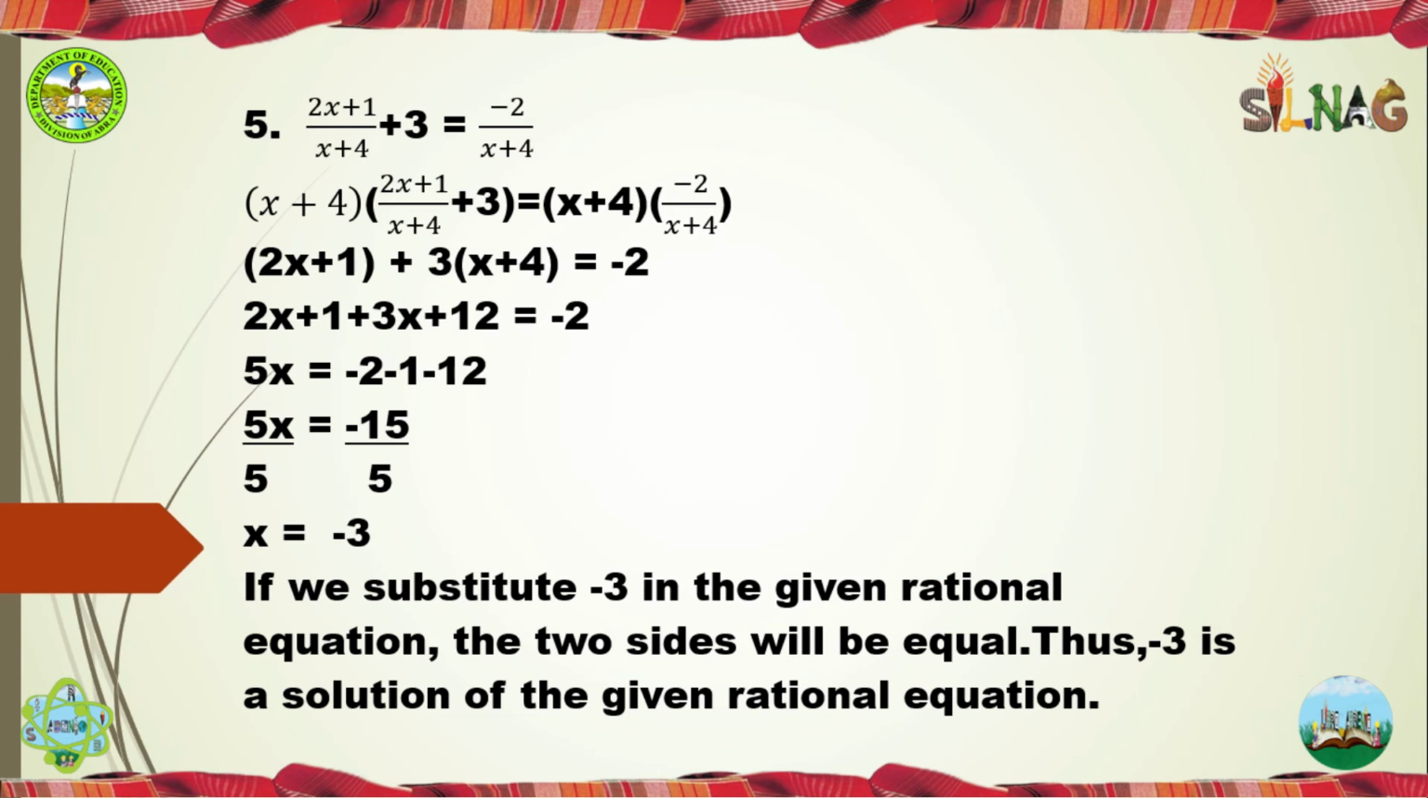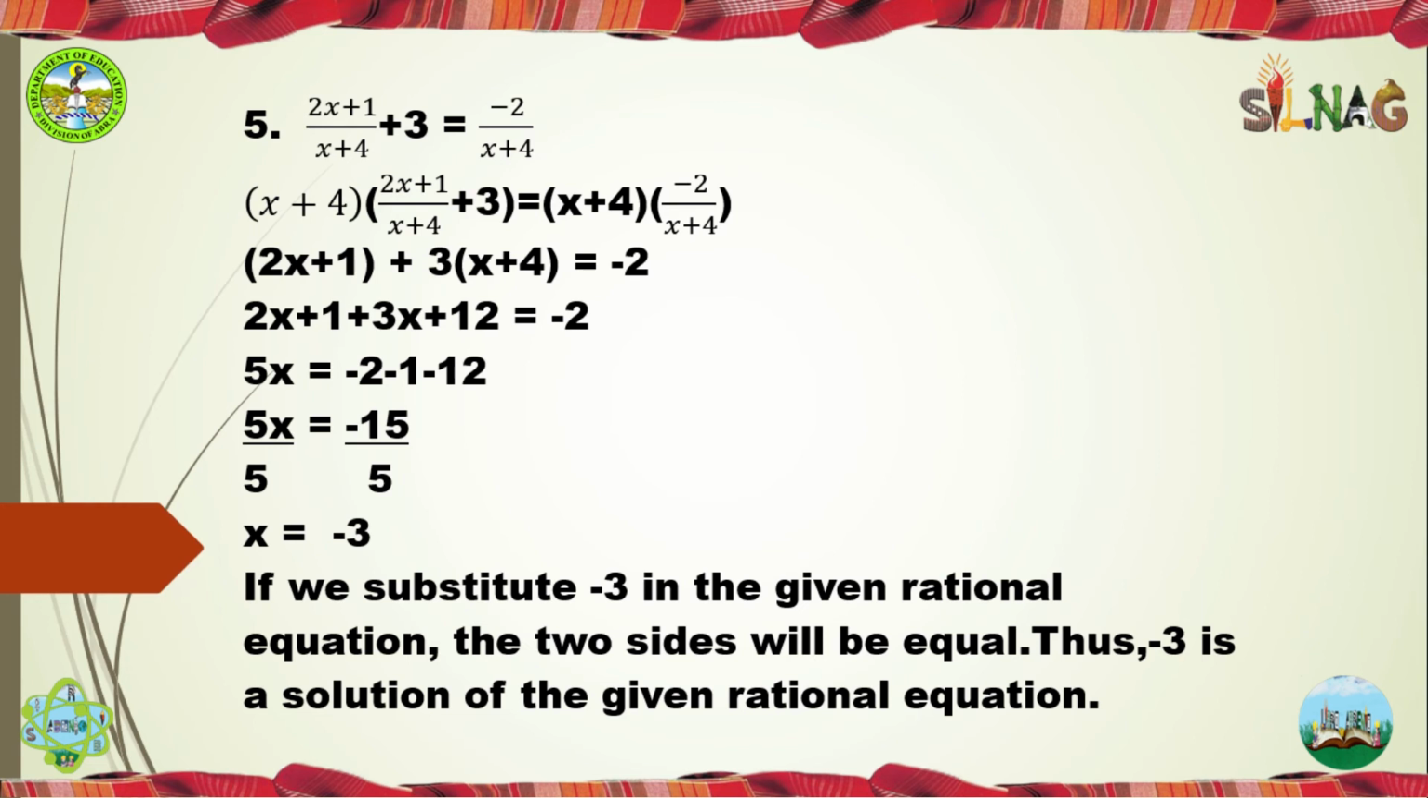Then we have to combine similar terms. 2x plus 3x is 5x and then we transpose 1 and 12 at the right. So we have negative 2 minus 1 minus 12 and the simplest form is negative 15. So the equation now is 5x is equal to negative 15. Now to solve for x, we divide the two sides of the equation by 5. 5x divided by 5 is x, then negative 15 divided by 5 is negative 3.